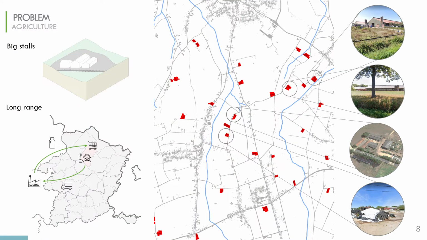The companies are growing and need more and more land. These megastables block the view and have a negative impact on our environment. Another problem is that the milk they produce travels across rural Limburg before it reaches the stores.